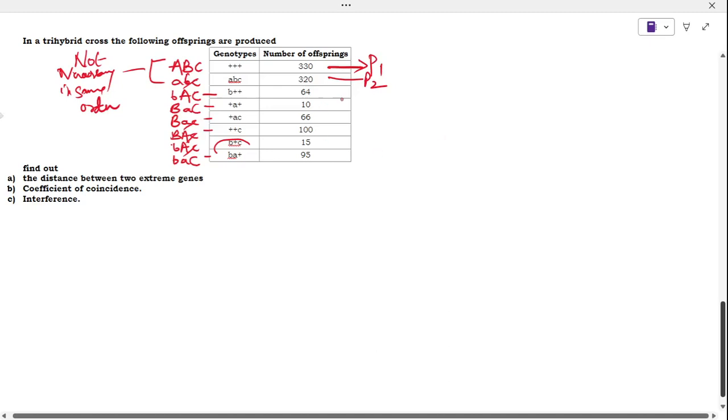right? In that, we find out the parent numbers here, and whichever has the least numbers among this population will be double crossing over product. You can see 10 and 15 is double crossing over product because they are least here. Then we'll write down the combination here. Don't write it that way, it will be confusing. Instead, write this one, double crossing over product: capital B, small a, capital C. This is one double crossing over product, and one more double crossing over product is this one, small b, capital A, small c, right? These two are double crossing over product.